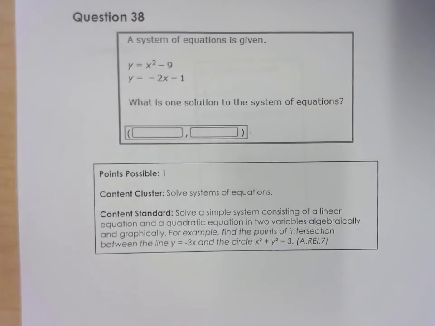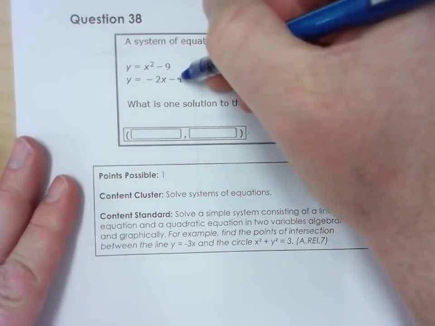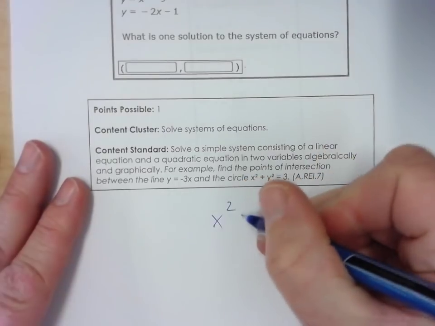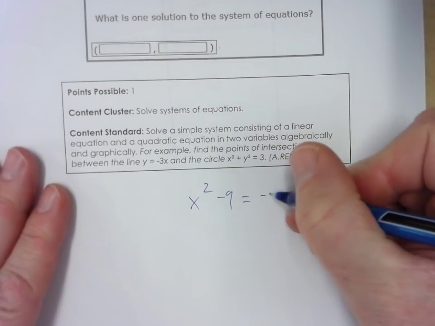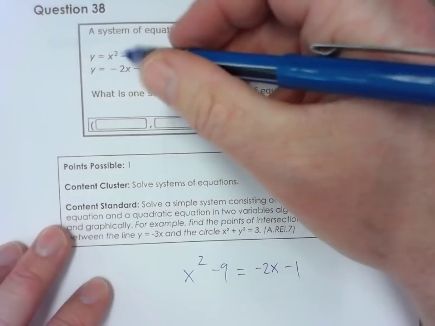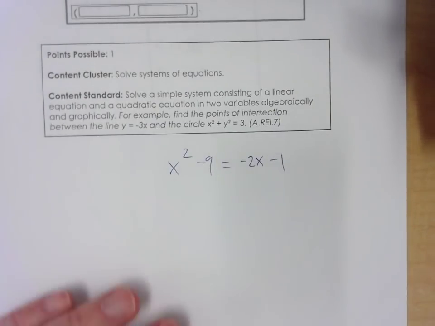All right, the next question is number 38. It's a system of equations question. So basically, if this is equal to y and this is equal to y, these are equal to each other. So we say x squared minus 9, that's the first equation, is equal to the second equation, negative 2x minus 1. So this is equal to this. A line is equal to a parabola. Now there's 2 solutions to this, but we only have to come up with 1.